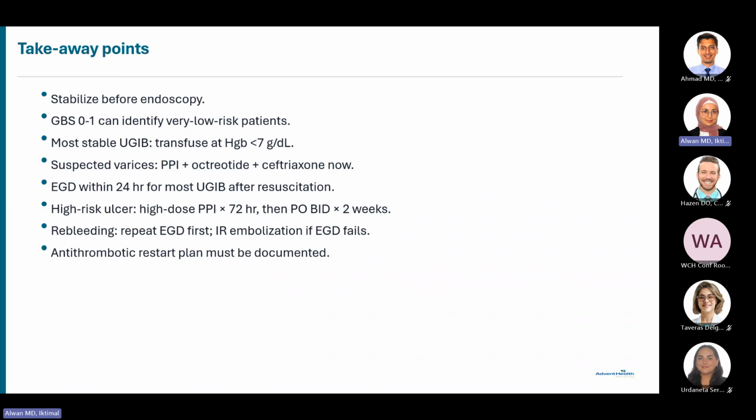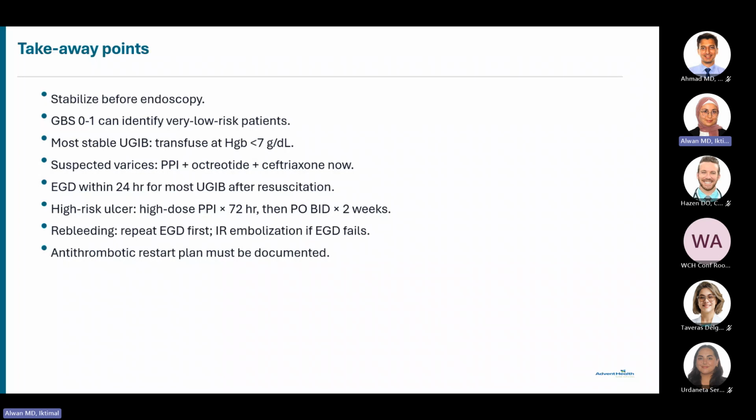EGD is usually within 24 hours for all causes of upper GI bleeding, except variceal bleeding, that we need to do sooner, within 12 hours. PPI regimen, if it's a high-risk ulcer, we do high dose for 72 hours IV in the hospital, and then we do pantoprazole 40 BID for 2 weeks, and then we can eventually wean to one time daily. If it's low-risk ulcer, then we only do pantoprazole 40 daily.